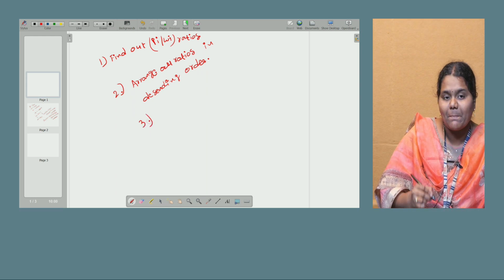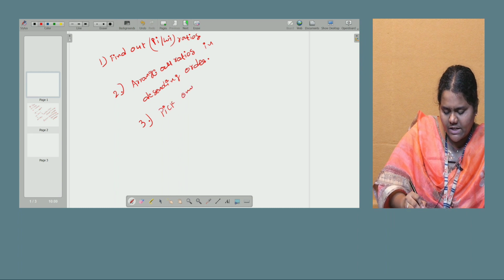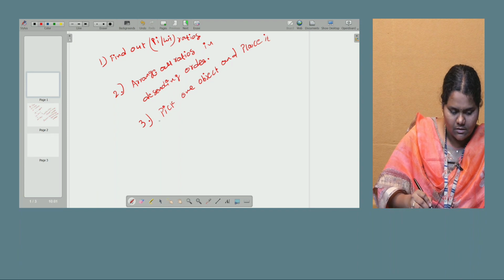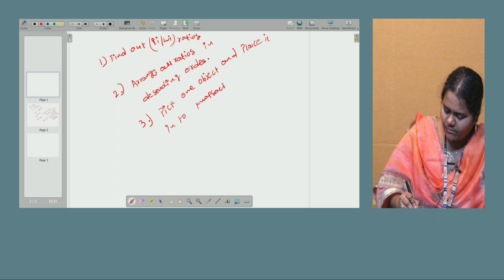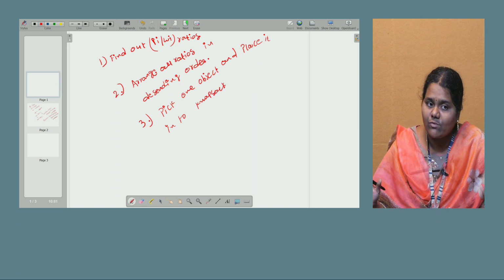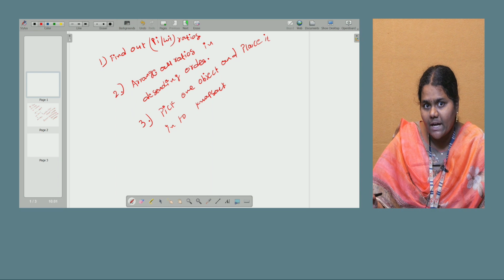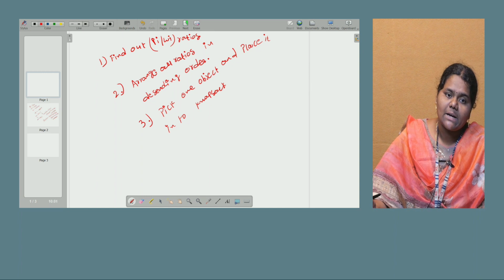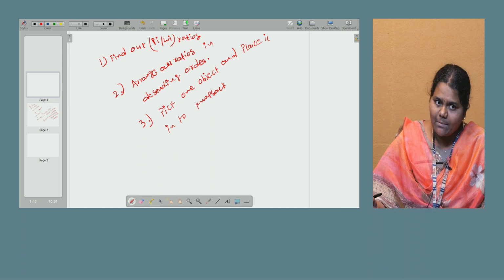The third point is to pick one object and place it into the knapsack. These are the three conditions we have to follow to complete the knapsack problem: find the Pi by Wi ratios, arrange all ratios in descending order, and pick one object and place it into the knapsack.